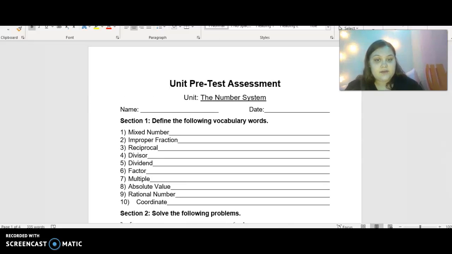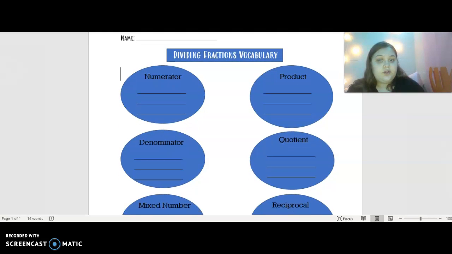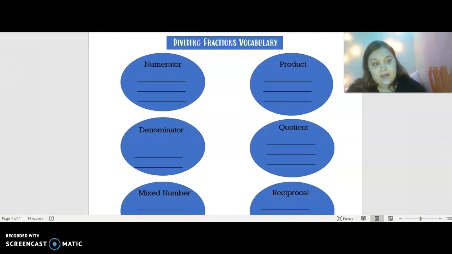I want you to try your best, take it serious, but don't worry about it because it's not worth a grade. So once you've taken about 10-15 minutes to do the pretest, we're going to do a vocabulary sheet, but we're going to do this throughout the lesson, and it is not worth a grade. This is for your own use, for reference on homework or worksheets. And it's just a vocabulary sheet where you're going to fill in the definitions on these lines.